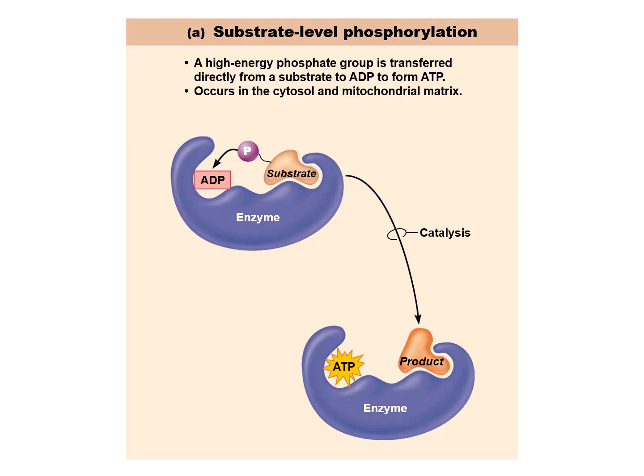So basically, here's what happens. They have a high energy phosphate group that's transferred directly from a substrate to ADP, and it causes it to form ATP. This happens in the cytosol and the mitochondrial matrix.